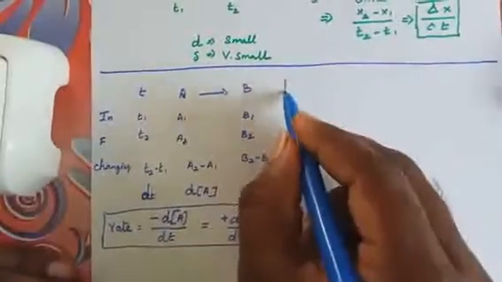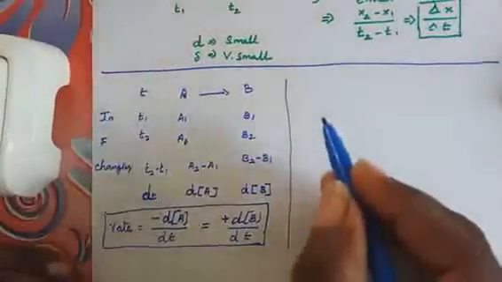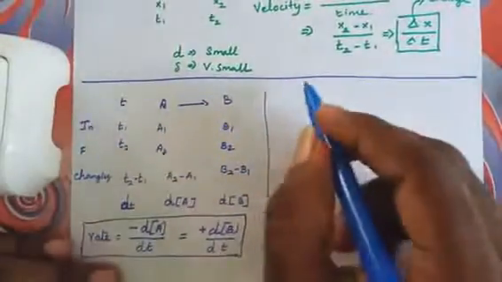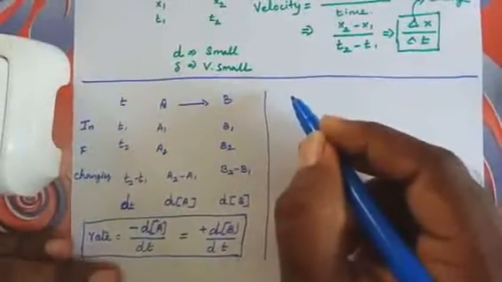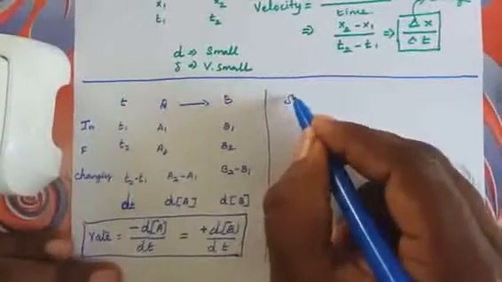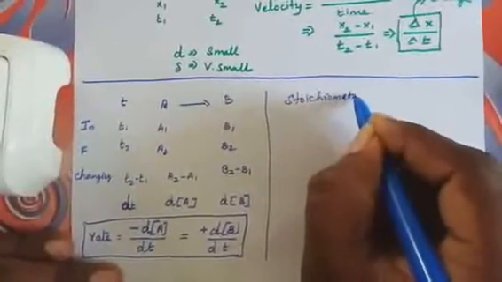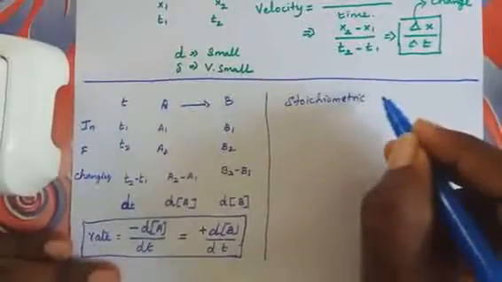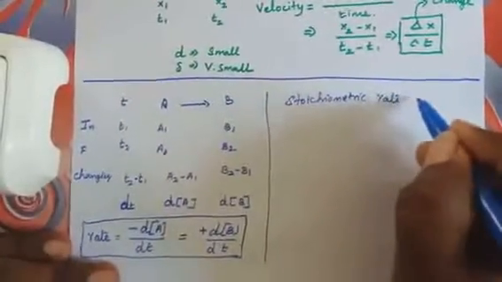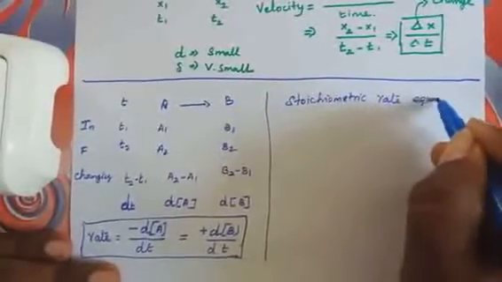In the same way, we may write the chemical equation for the stoichiometric rate expression or equation, which is always possible.